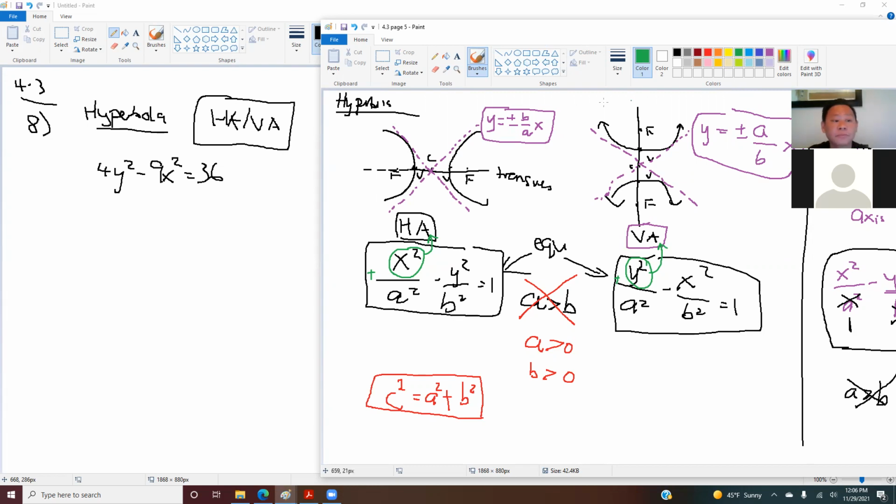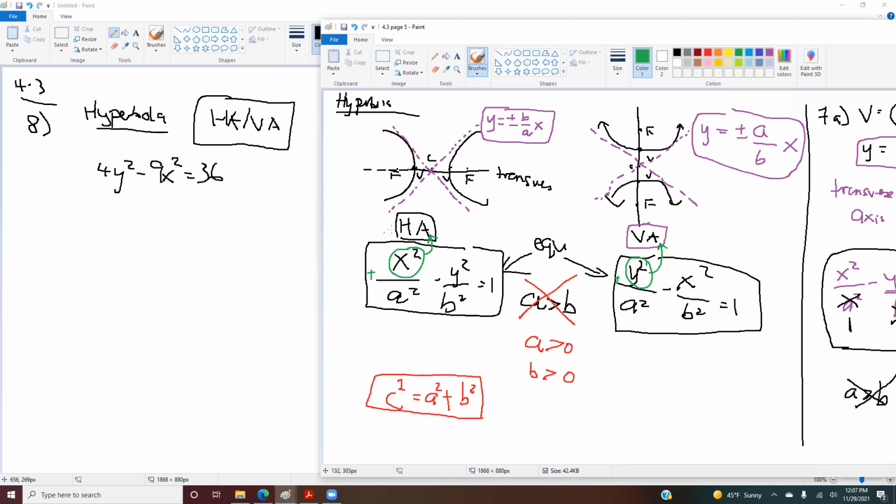Anyone know? What happens to you guys? So quiet. Logan, Adrian, Nicholas, Cameron, which one does this belong to? Horizontal or vertical axis? Anyone? Damon, Danny?